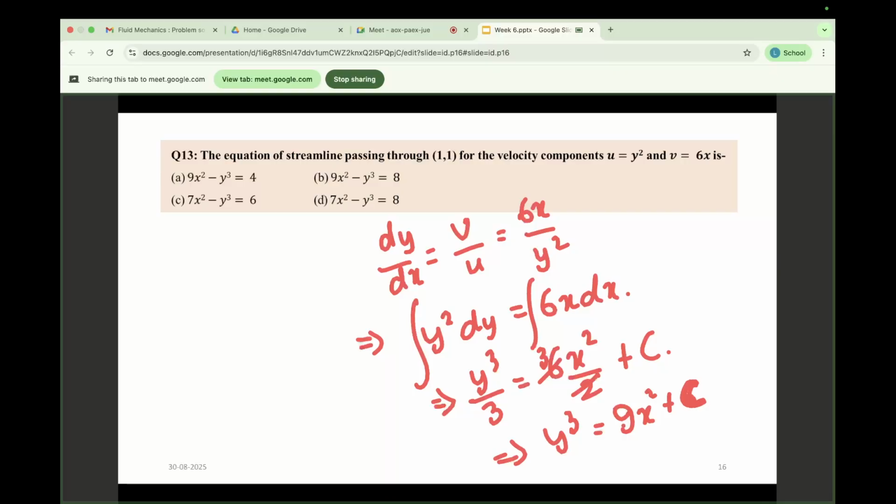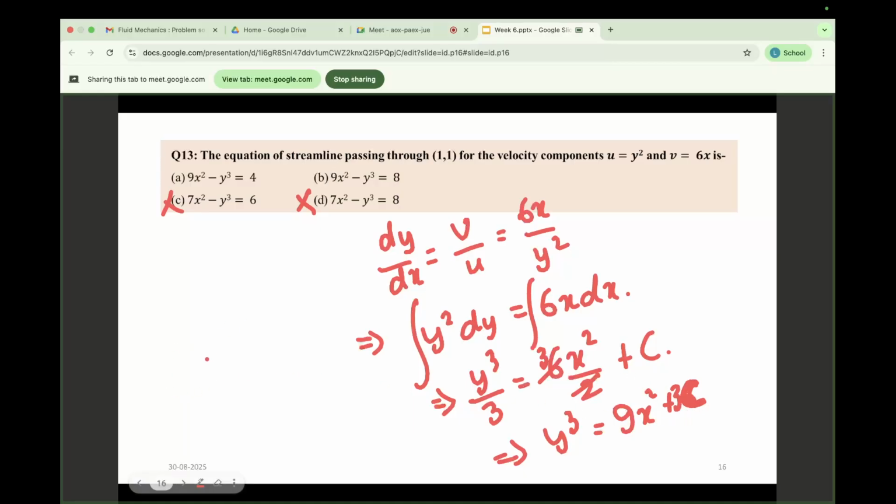Okay. So from this we also get our answer that it should be either A or B. So D and C will not be the answer. Up to this anyone can guess, but you have to find out this value of C. How will you find out this value of C?